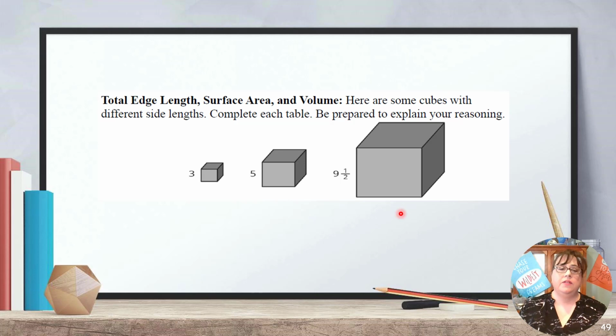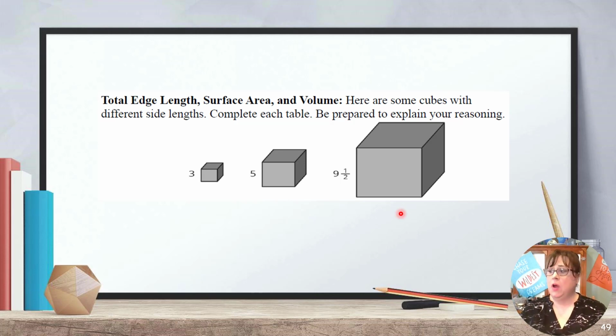So now let's look at a different situation. We're looking at 3 different cubes. Cubes have the same length, width, and height. One has side length 3, one has 5, and one has 9.5. And we're going to look at total edge length, surface area, and volume.